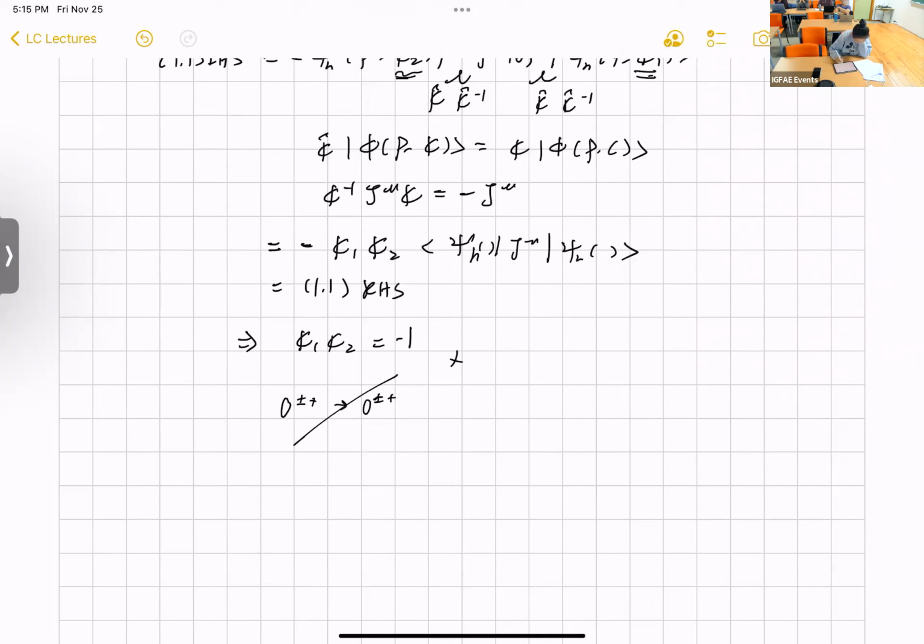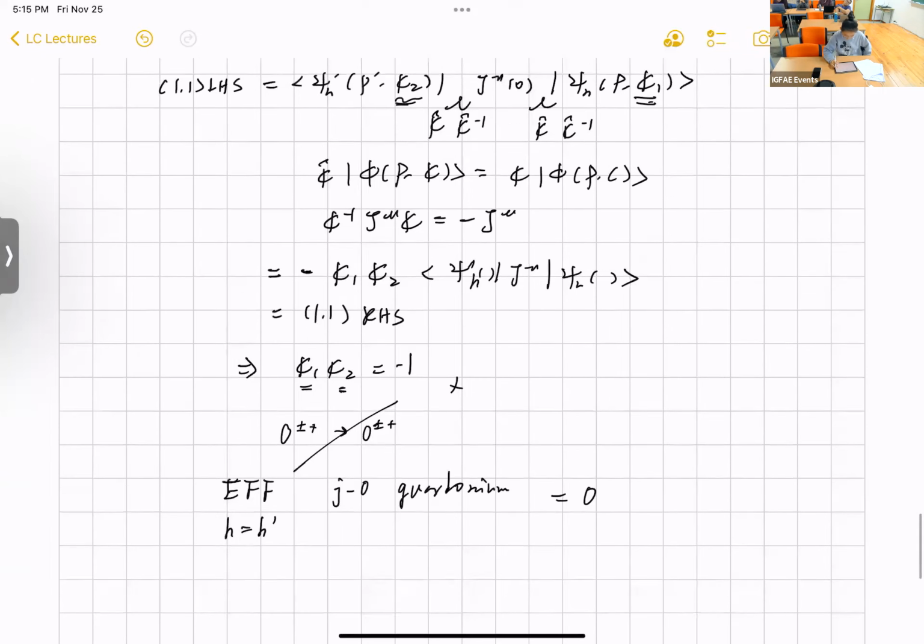Okay, so this means if I calculate the elastic form factor, for an elastic form factor we have H equal to H prime, of course the C1 and the C2 are the same. I cannot have them together as -1. If I look at the elastic form factor of a spin zero quarkonia, it should always be 0. Right? So this is the conclusion we have by doing this vector meson production.